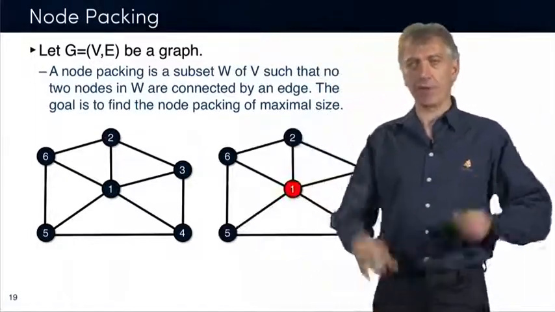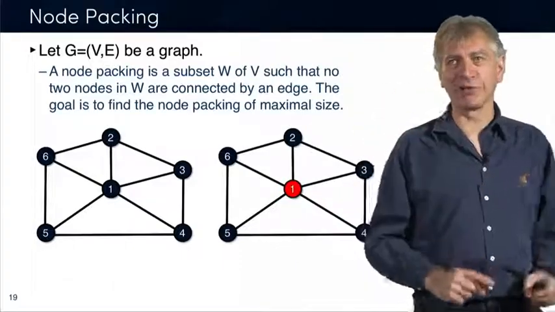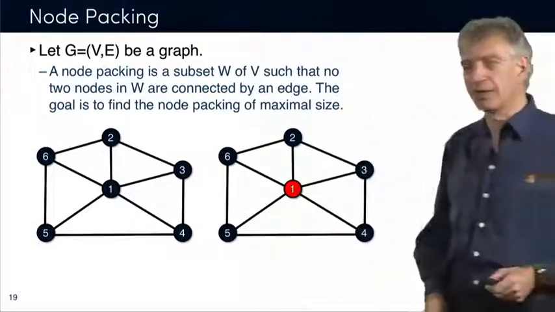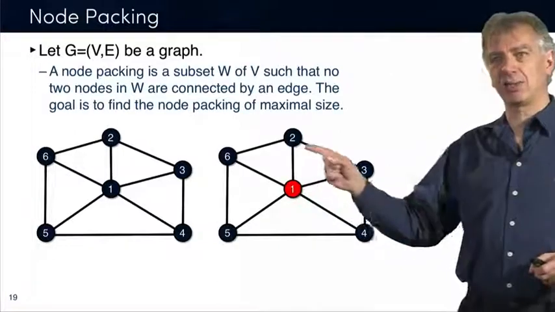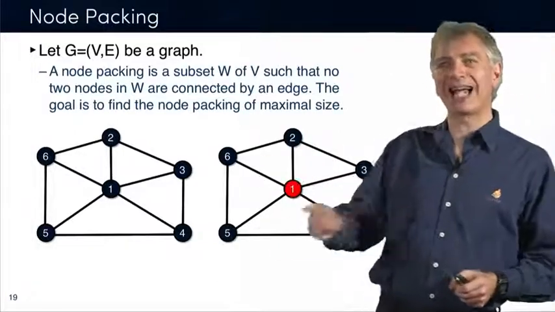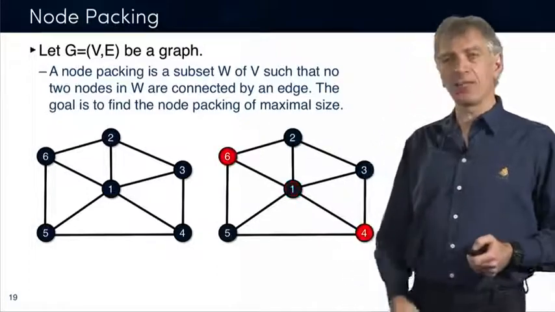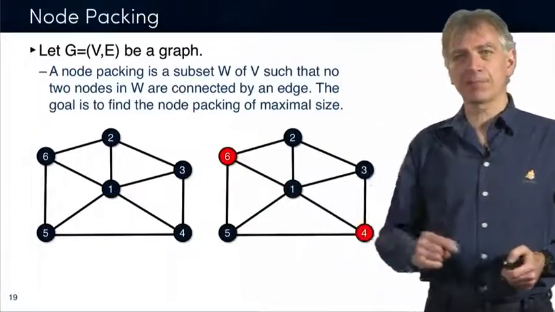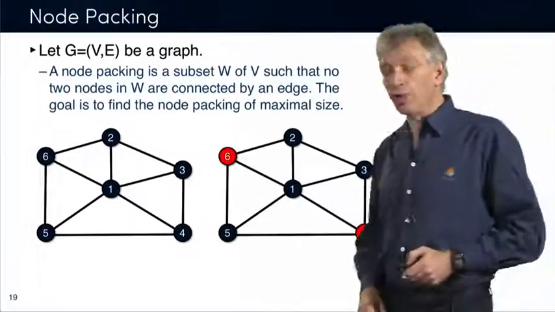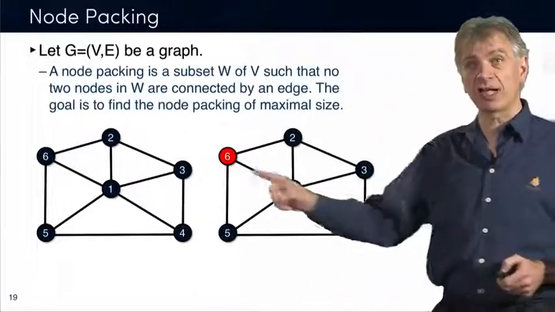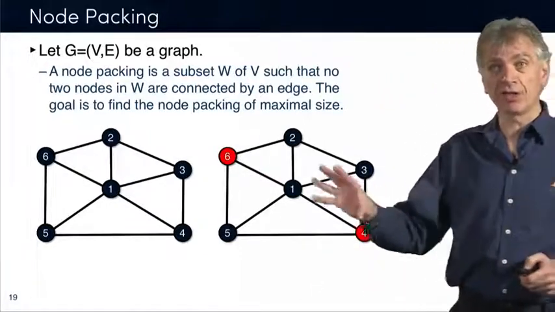So this is a packing, this is a beautiful packing with one vertex. And of course, as soon as I take vertex 1, I can't take anything else because they are all connected to it. So this is another packing which has two nodes, nodes 4 and 6. These two are not connected with each other, and therefore this is a packing.